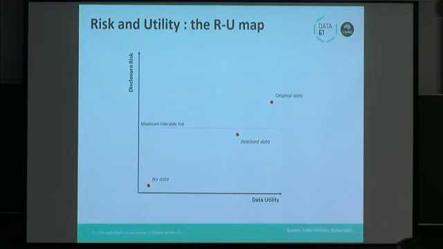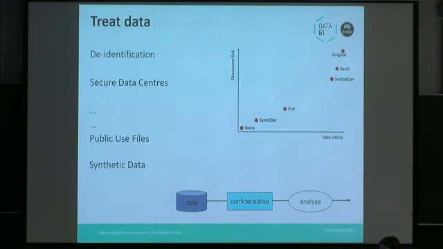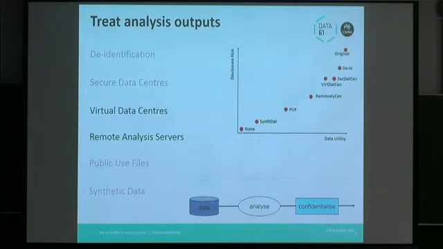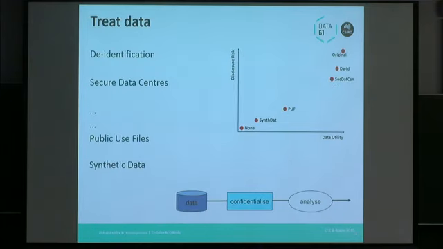The types of ways that people have been making data available for research: the first idea is to treat the data. We've heard about this already yesterday, where we've got microdata confidentialization techniques and synthetic data. If you were to think about where these various initiatives might fit on the risk and utility curve, here is a view of whereabouts they might be.